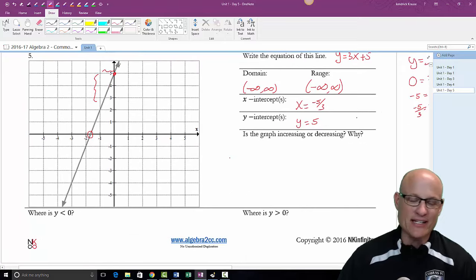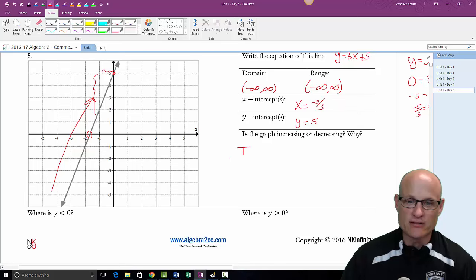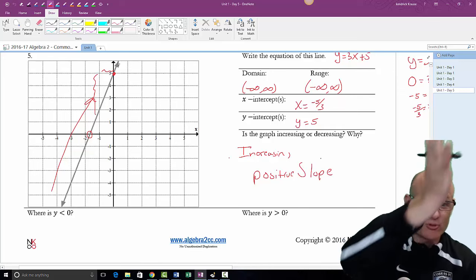Is the graph increasing or decreasing? It is increasing. I didn't need much room for this one. And the reason it's increasing is because it has a positive slope. Or it's rising from left to right.